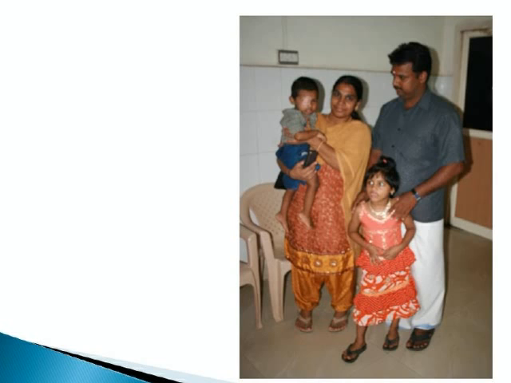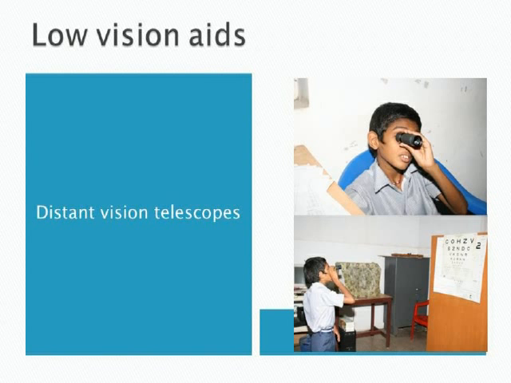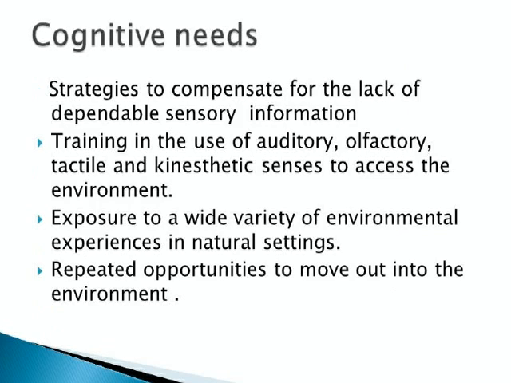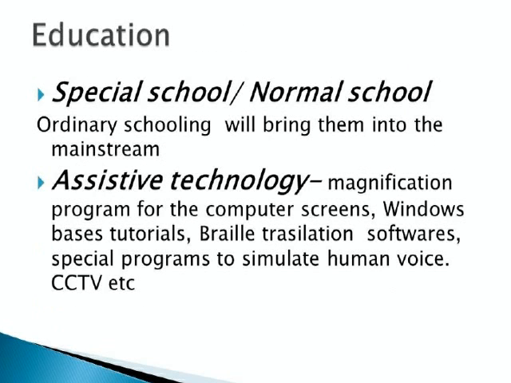It's important to take the whole family into consideration. Low vision aids are to be given whenever needed, and the emotional and social needs of the child have to be taken care of. We have to encourage parent-child interactions. And at one point of time, you may have to decide whether the child should be sent to a special school or a normal school. Now the preferred thing is to send the child to a normal school which has assistive technology: a magnification program for computer screens, Windows-based tutorials, Braille translation software, special programs to simulate human voice, etc. should be available even in the normal school.